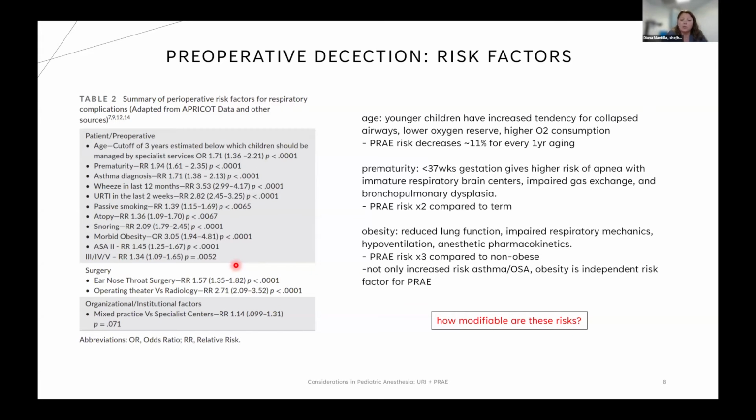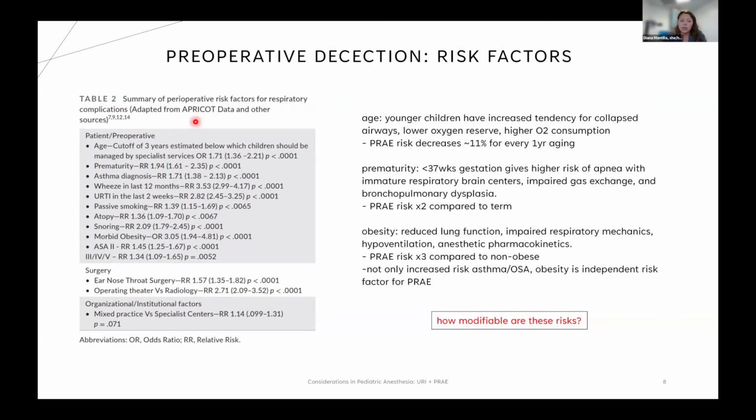Along those same lines, what are some of the risk factors that go into the decision making outside of these stratification tools? Is there something specific that we can look for in a particular patient population with these symptoms that we can adjust our management for? And the answer is yes. A lot of this data comes from the APRICOT, which is a pretty compiled guideline. And they noticed a slew of different things.